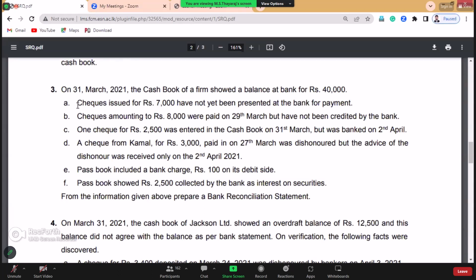One check of rupees 2,500 entered into the cash book on 31st March, but the bank credited it on 2nd April. A check from Kamal 3,000 paid on 27 March was dishonored, but advice of the dishonored check was received only on 2nd April, so it is not in the passbook. The cash book included bank charges 100 on the debit side, and 2,500 collected by the bank as interest on security. So from the information given above, prepare the bank reconciliation statement.